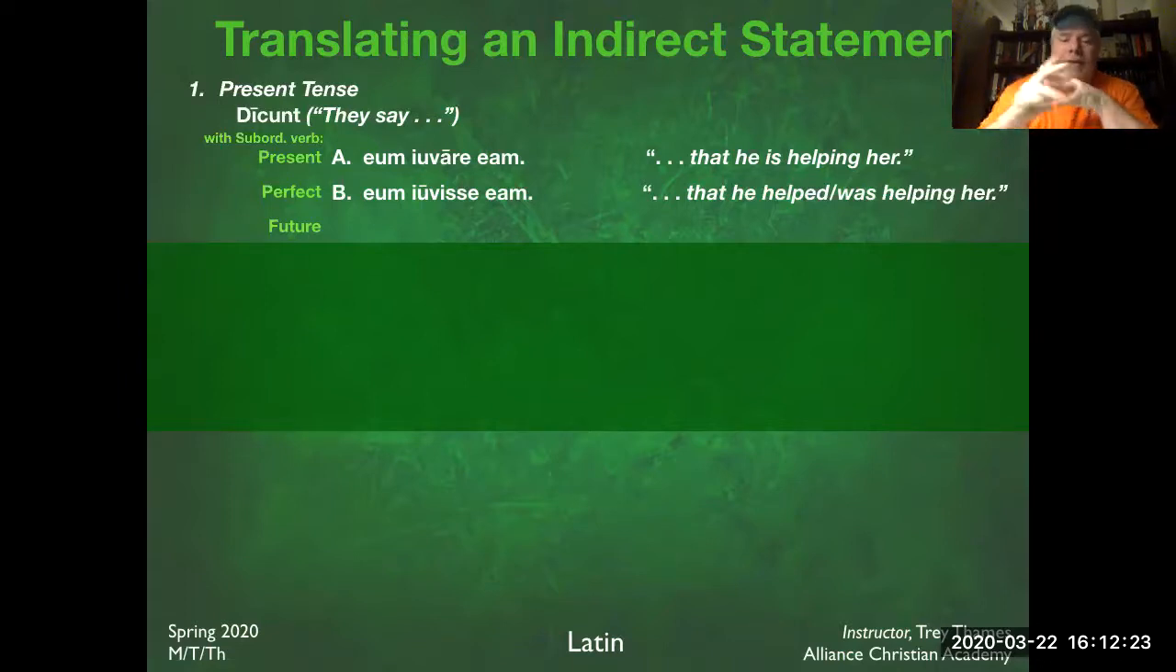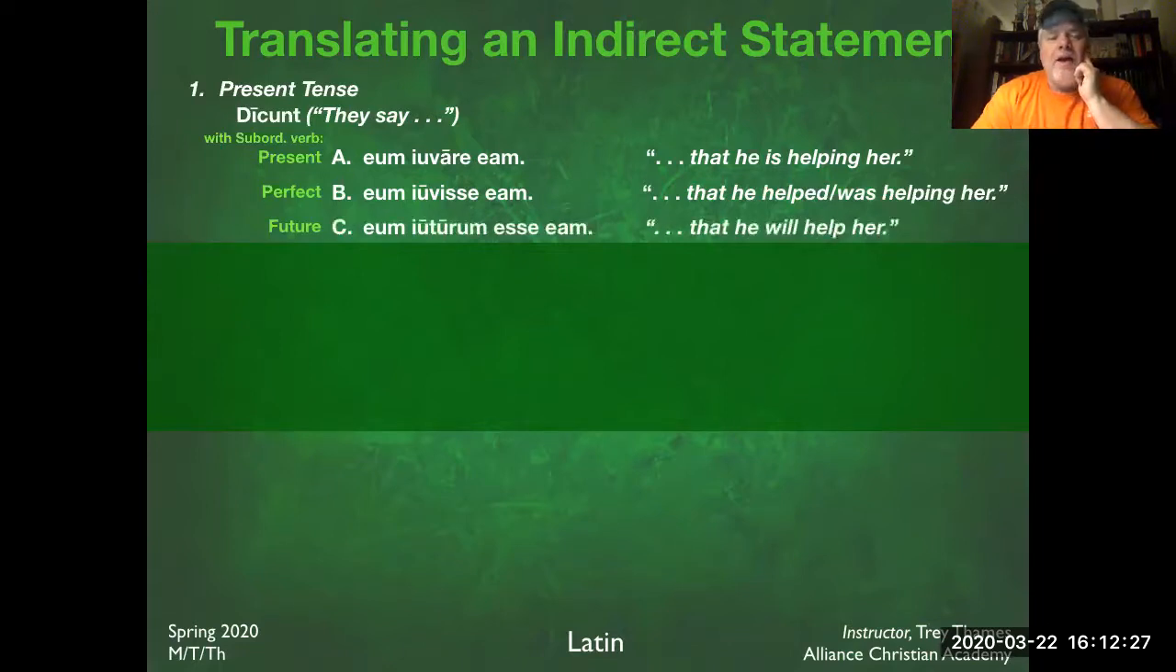In the future tense, all right, let's see what happens when we change that infinitive to future active. They say, iuvaturum, notice that's the future active infinitive. They say that he will help her. It's happening after the main verb, so it's going to be future tense, that he will help her. Hope you track with me.